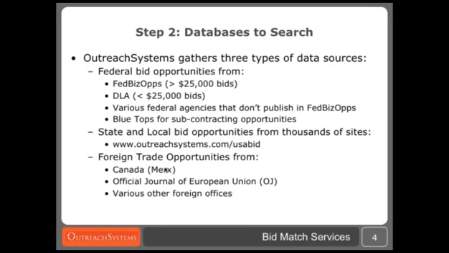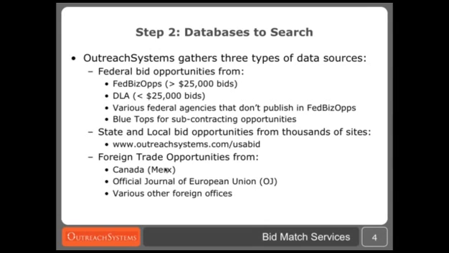The DLA database, on the other hand, is only commodity-based. You won't find any service contracts in the DLA database. The DLA database contains all the bids coming out of the depot centers and generally speaking are less than $25,000 in value, although it varies also. Unfortunately, there are a number of federal agencies that simply don't publish in FedBizOpps. They have their own website and they post their own bids on their own website.